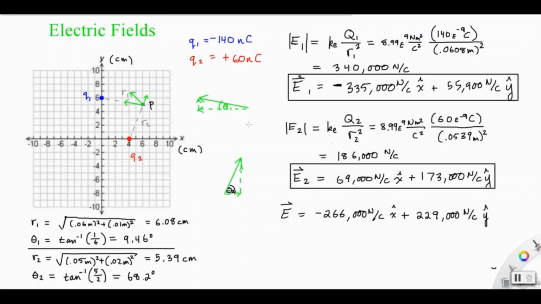This process can be extended to 3 and 4 and 5 and as many charges as you feel like calculating. All you have to do is simply add up the effect of the x components of as many as are present, and then follow suit with the y components of as many as are present.